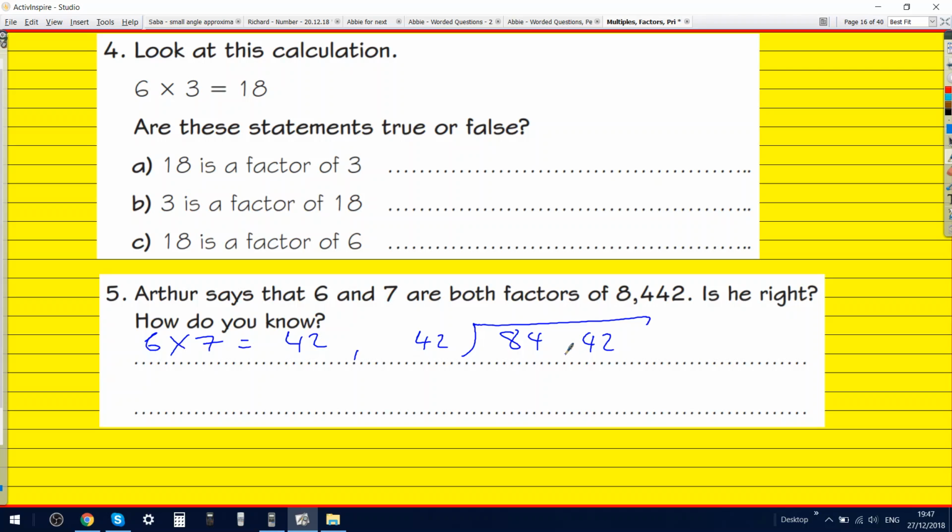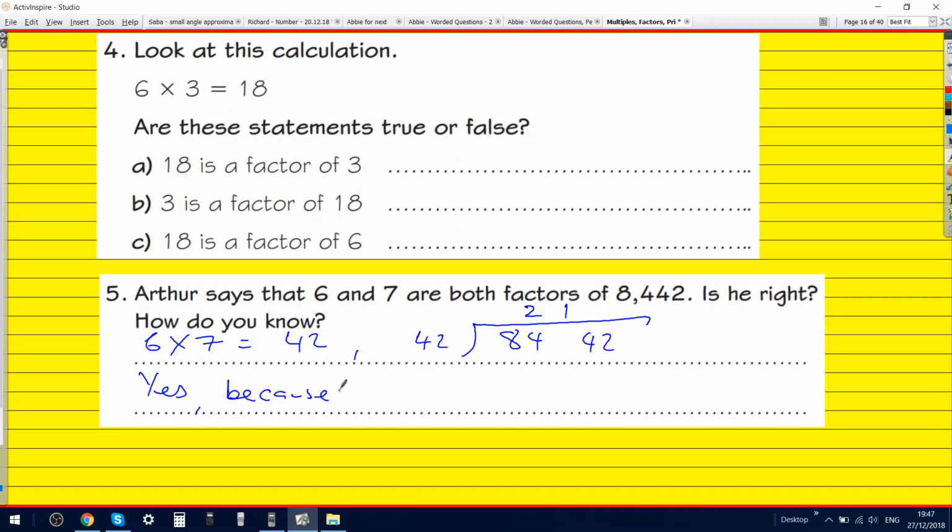So 2 goes into 84. How many times is 42 going into 84? Oh yeah, 42 goes into 84 2 times, I think. So that's 2. No remainders. And 42 into 42, well that's 1, because 42 times 1 is 42. And so, is he correct? Yes.